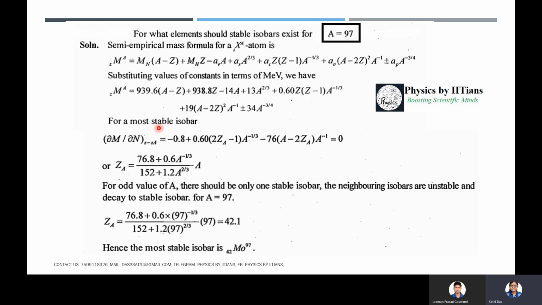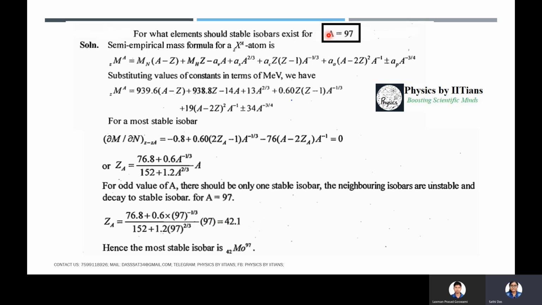So for the most stable isobar, del M by del Z at Z equals ZA should be 0. So you take Z, then you calculate the value of ZA. You will get ZA equals 76.8 plus 0.6 A to the power minus 1/3 divided by 152 plus 1.2 A to the power 2/3, into A. Now for odd value of A, look here, A is given as 97. So put here the value of 97. That is ZA equals 42.7.